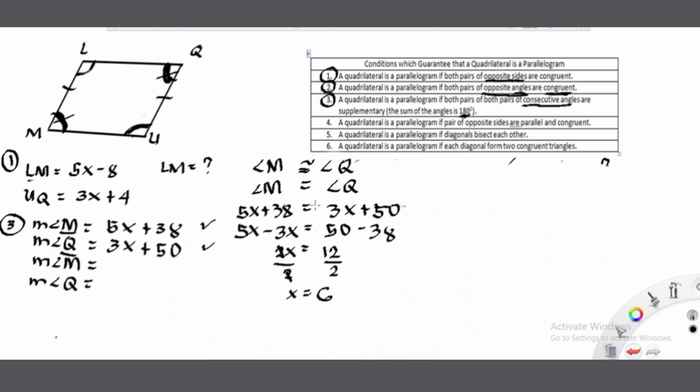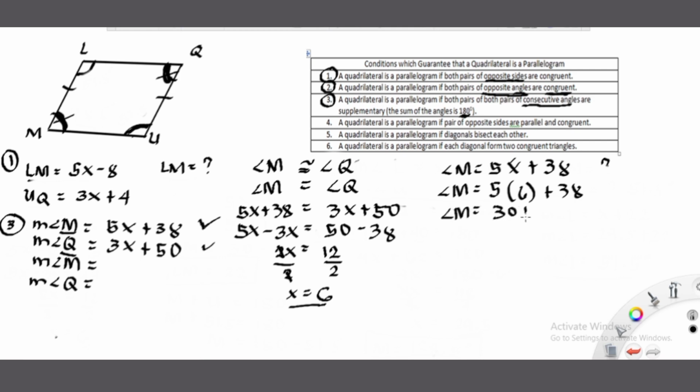So hindi pa yan ang hinahanap natin. Alright? Anong hinahanap? Measure ng angle M and angle Q. So from the value of x, which is 6, pwede natin yan i-substitute sa values ng M and Q. So, again, angle M is ito, 5x plus 38. Substitute 6 to x, so this will become, the measure of angle M is 5 times x, which is 6, plus 38. So, angle M is equal to 5 times 6, which is 30 plus 38. So, the answer is 68. And since this is an angle, so there should be a degree. So, angle M is 68 degrees.